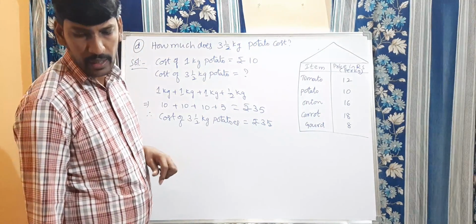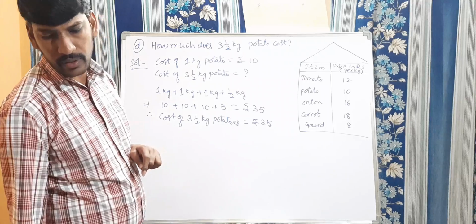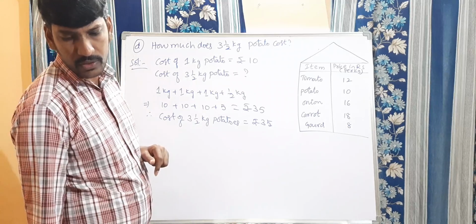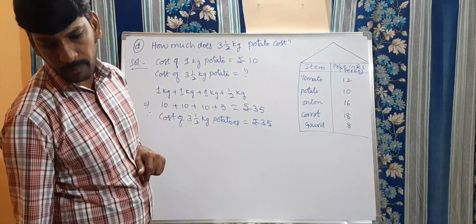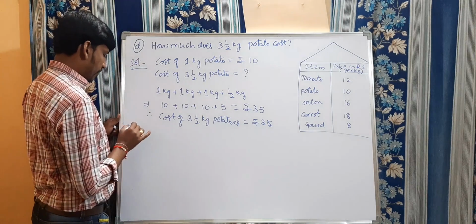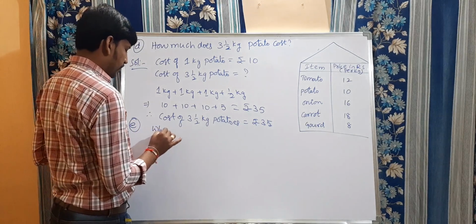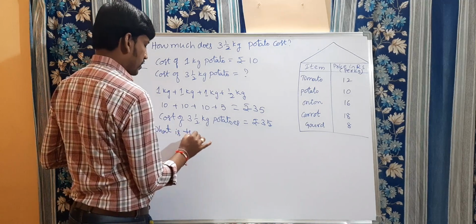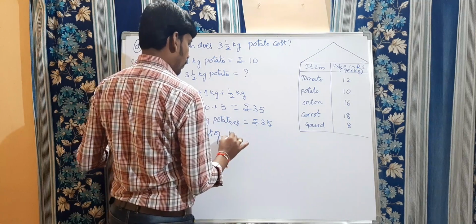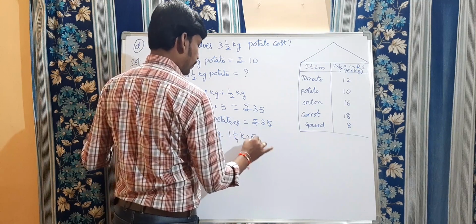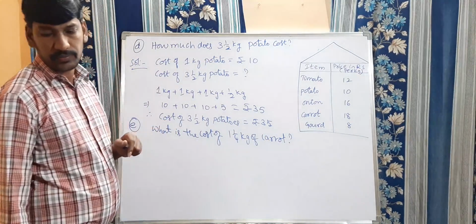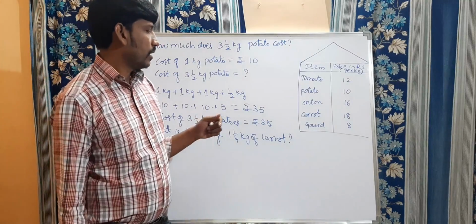Now coming to the next one. What is the price of half kg carrot? What is the price of 1 by 4 kg of carrot? 1 by 4. Now see this here. What is the cost of 1 by 4 kg of carrot? Clear? Now look at the price list. Carrot is equal to how much?